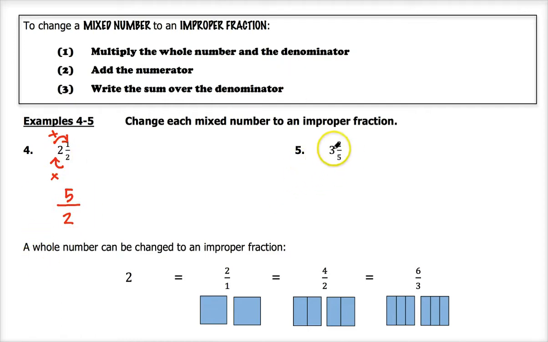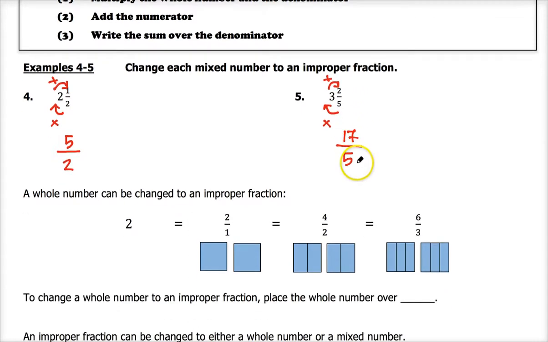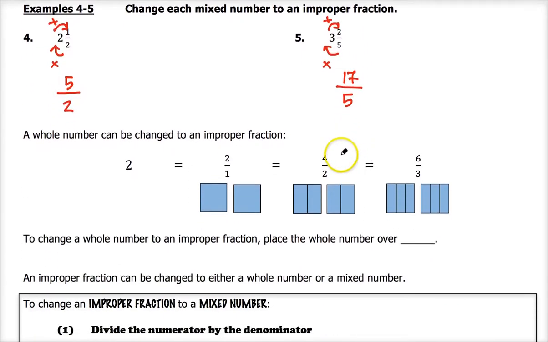Number 5, 3 and 2/5. To change this to an improper fraction, I multiply 5 times 3, which is 15, and then I add 2, which is 17. So I get 17, and then I put that over my original denominator 5. So this becomes 17/5.